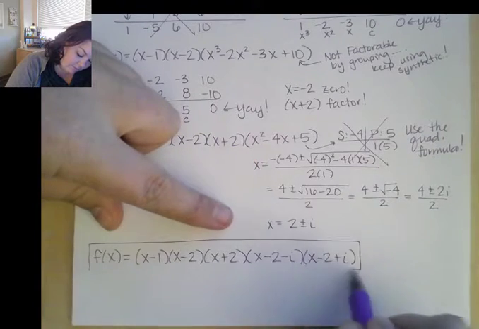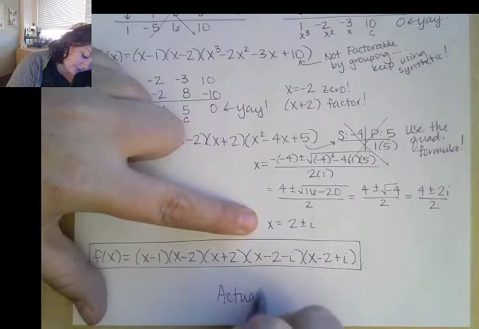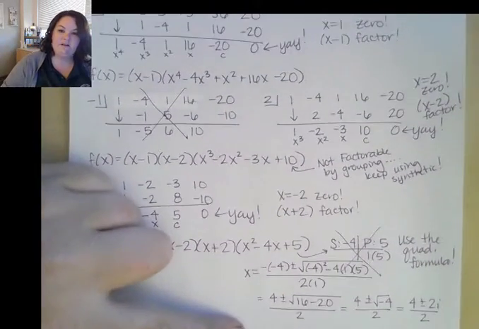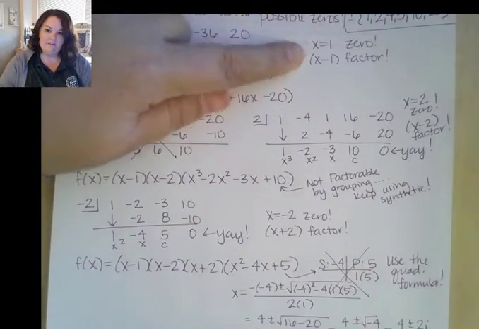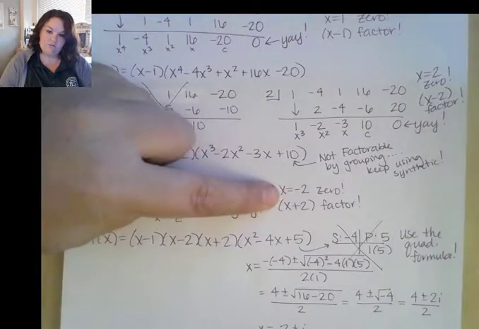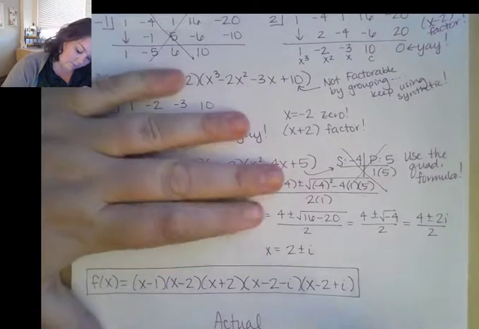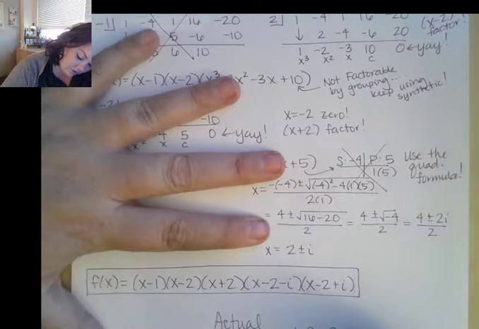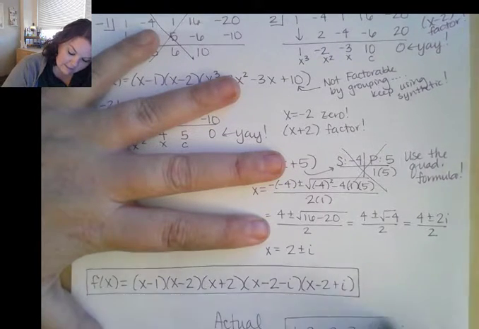So that is my fully factored version. And then my actual zeros are from the very beginning. We got 1, and then we got 2, right? And then we got -2, and then we ended up with these two complex solutions. So we should have a +1, a +2, a -2, a 2 plus i, and a 2 minus i.